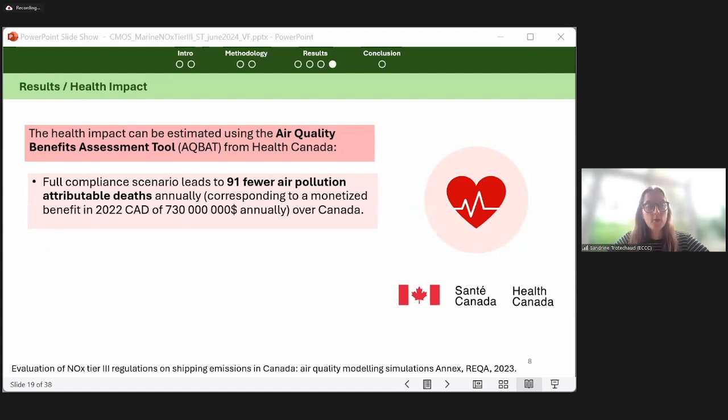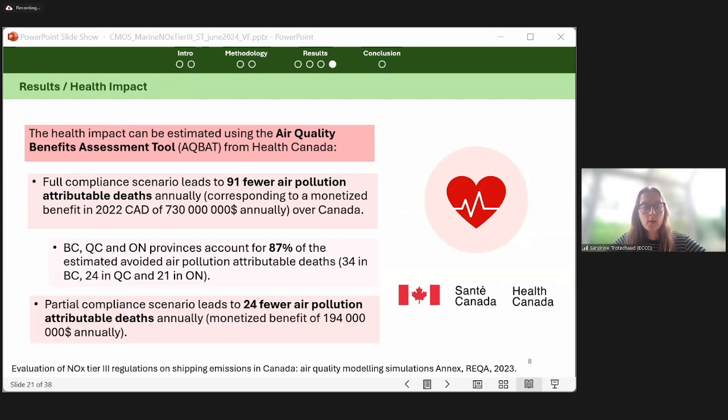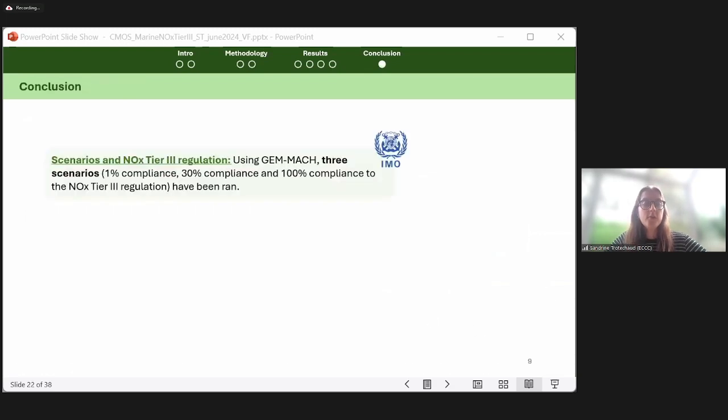And for the full compliance scenarios, they have that the reduction we see leads to 91 fewer air pollution attributable deaths annually. And this corresponds to, in terms of 2022 Canadian dollars, $730 million annually. And the main impact is seen over BC, Quebec, and Ontario provinces, which accounts for 87% of the estimated avoided air pollution attributable deaths. And this is due to the proximity to the shipping routes of these provinces. And then for the partial compliance, it leads to 24 fewer air pollution deaths, which corresponds to $194 million annually.